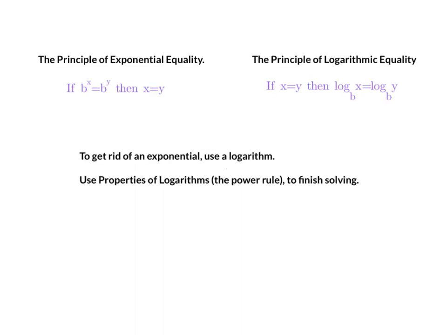The other day in class, we talked about the principle of exponential equality, which says that if your bases are the same, then your exponents have to be the same, meaning that we can go ahead and just cancel our bases. This works both ways. If x equals y, then you can also put both of these up in exponents and you still have an equal statement.